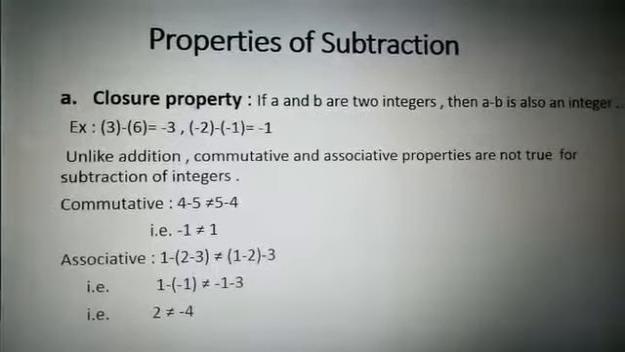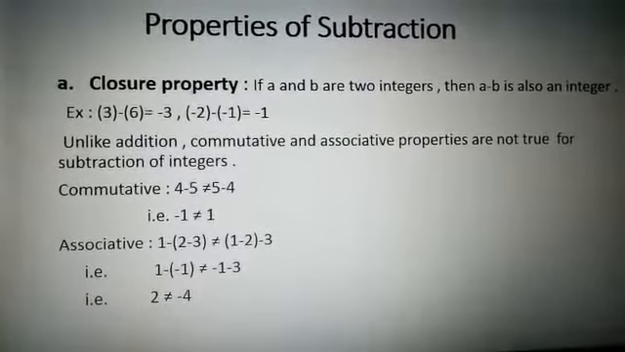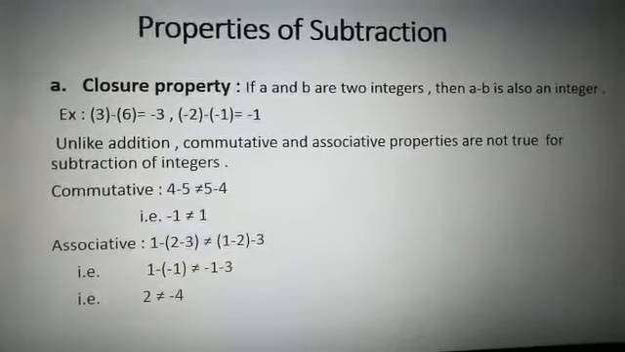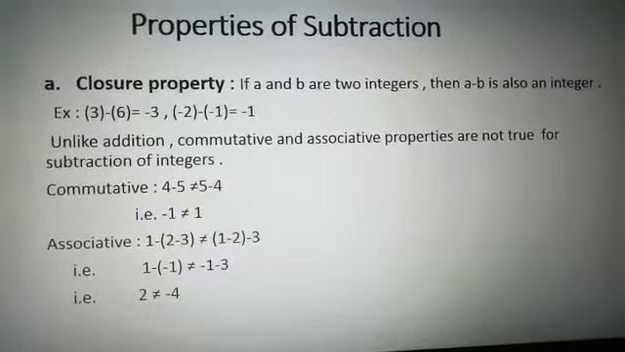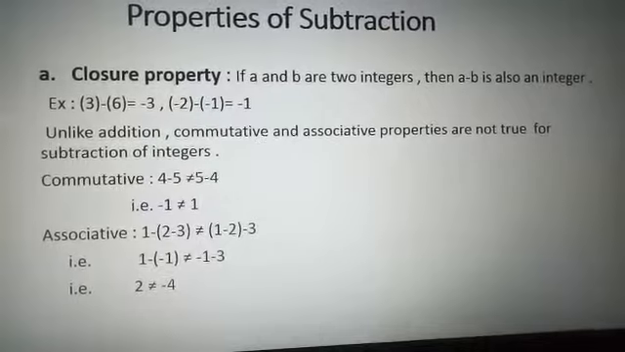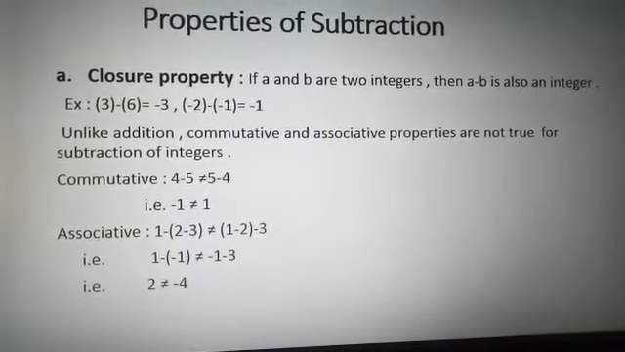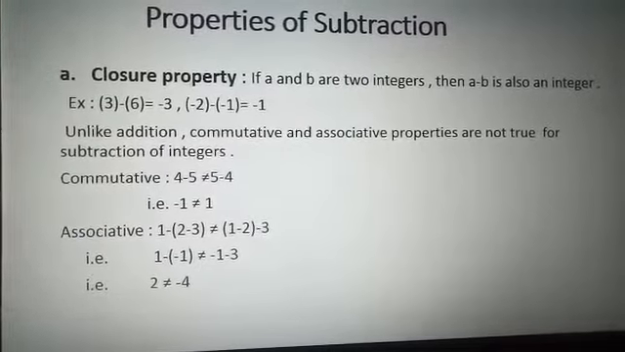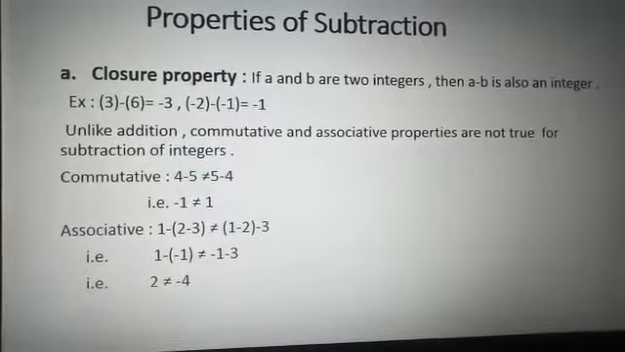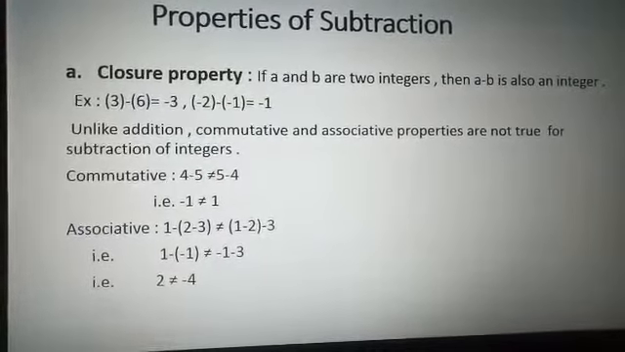Now next is properties of subtraction. In this also we have to see the closure property, commutative property and associative property. First is closure property. If A and B are two integers, then A minus B is also an integer. See the example. 3 is an integer, 6 is an integer. Now take the subtraction, you will get the answer minus 3. Is minus 3 an integer? Yes, it is an integer.